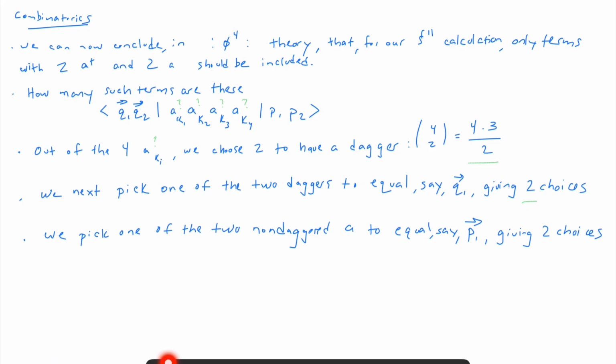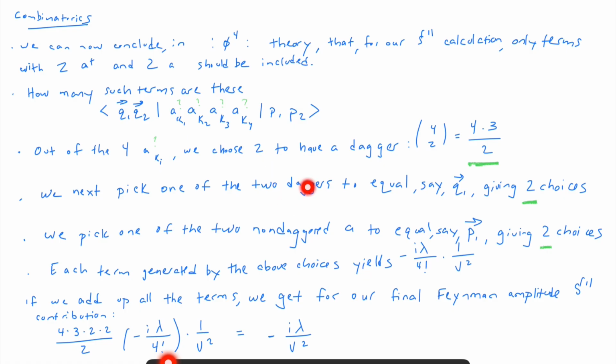So you have 2 more choices there. And then remember, we did the whole calculation. Once you have done this in your normal order, you have something like a dagger, A A. And each of those, we did the whole calculation, yields a factor of minus i lambda over 4 factorial times 1 over v squared, and now it's identical. And so you have to take each one of those and add them to all the other ones. And how many other ones were there? Well, if you multiply all these combinatorically, you know.